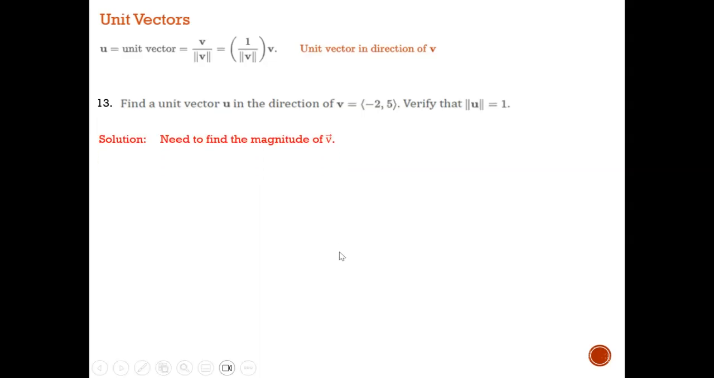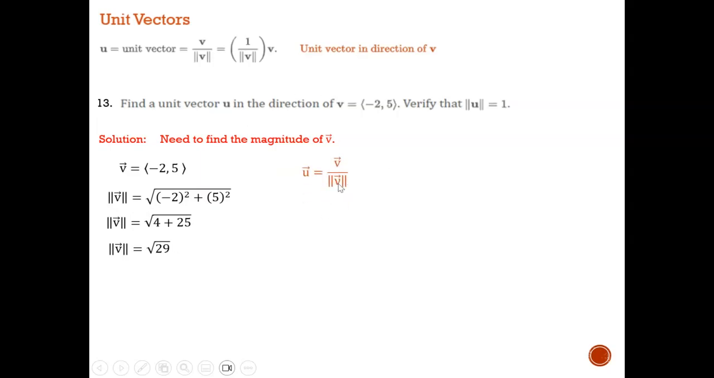We need to find the magnitude of vector v. It's the square root of negative 2 squared plus 5 squared, which gives us the square root of 29. So this is the magnitude, the bottom part, and the numerator is just vector v. So the unit vector we're looking for is vector negative 2, 5 over the square root of 29. The square root of 29 is like a scalar: 1 over the square root of 29 times the vector negative 2, 5 gives us negative 2 over the square root of 29, comma 5 over the square root of 29. So this is the vector we're looking for.